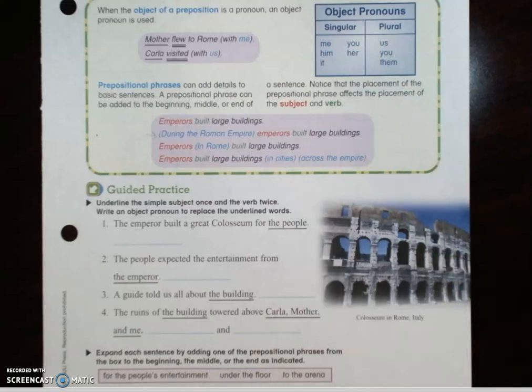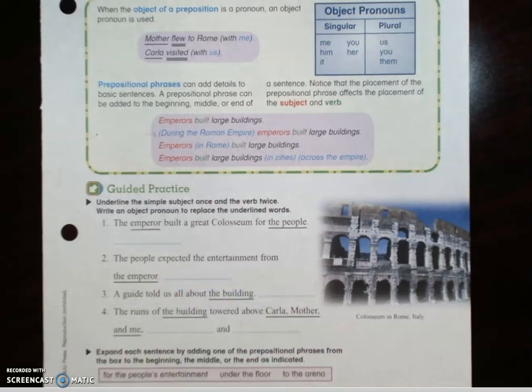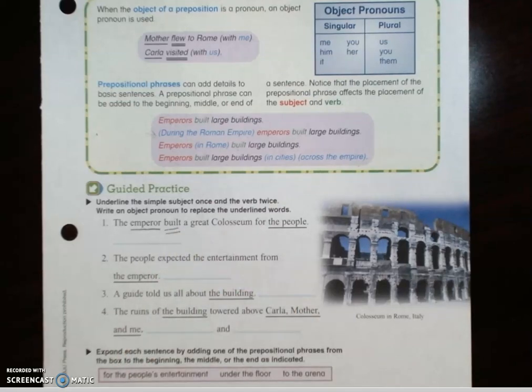So, number one, the emperor built a great Colosseum for the people. First things first, we're supposed to identify the simple subject. What is the simple subject? Or the subject? The subject is emperor. Okay, so underline that one time. And then it says underline the verb twice. So remember, a verb shows action. So what is the verb right here? Built. That shows action.